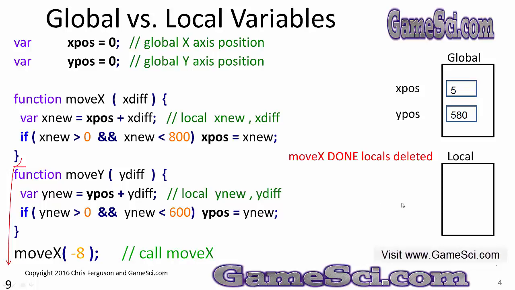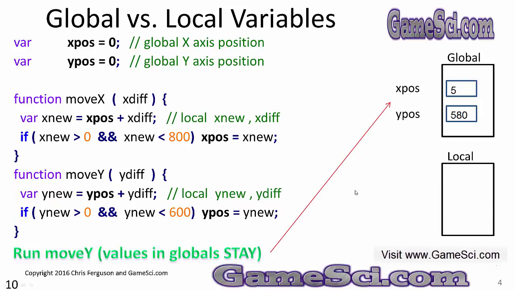MoveX is done. Notice how the local variables got deleted. Local variables only exist while MoveX is running. They disappear when MoveX is done. Global variables, however, stick around the whole time. Nobody has deleted these variables. Global variables stick around. Local variables go away.